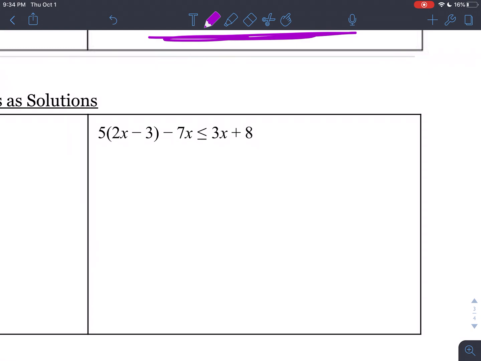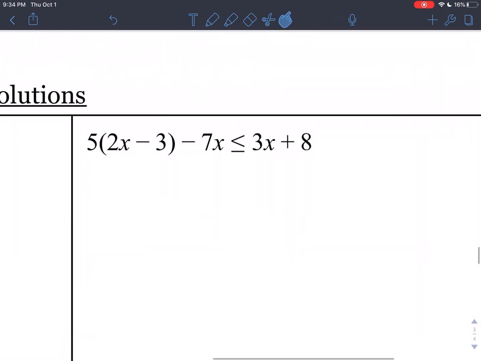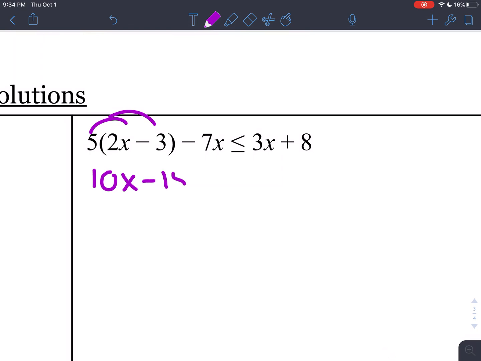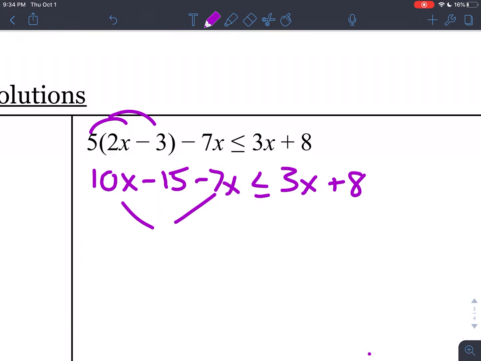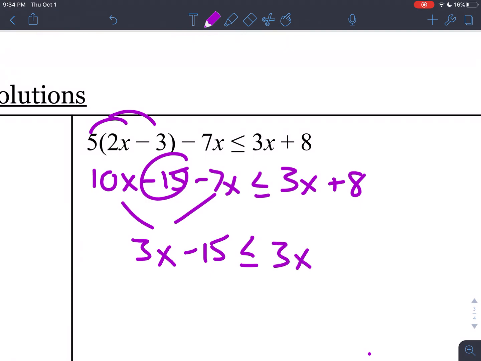Now let's look over here. Let's start out the same way, where we distribute this 5 to the 2x and to the negative 3. So 5 times 2x is 10x, minus 3 times 5 is minus 15. Then we have our minus 7x is less than or equal to 3x plus 8. On this left-hand side, we can combine our like terms. 10x and negative 7x is 3x. And then don't forget about this negative 15 here. Is less than or equal to 3x plus 8.